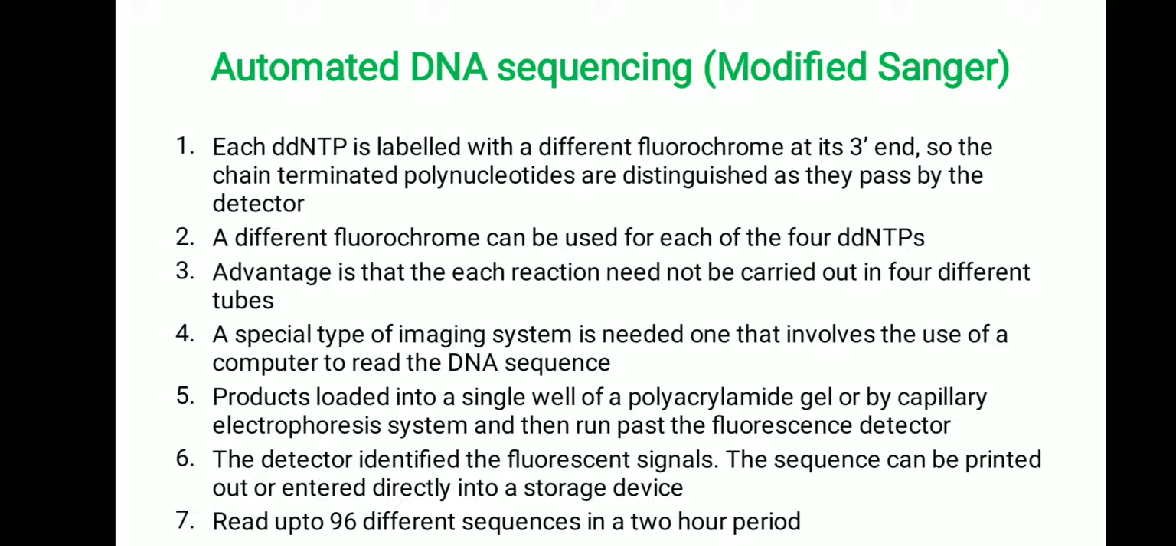A special type of imaging system is needed that involves the use of a computer to read out the DNA sequence. The products are loaded into a single well of the polyacrylamide gel or run by capillary electrophoresis systems, and then they run past the fluorescence detector. The detector identifies the fluorescence signals. The sequence can be printed out or entered directly into the storage device. And this automated Sanger sequencer can read up to 96 different sequences in a 2-hour period of time.